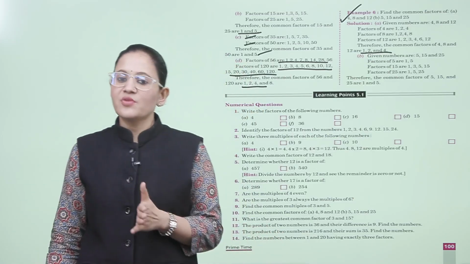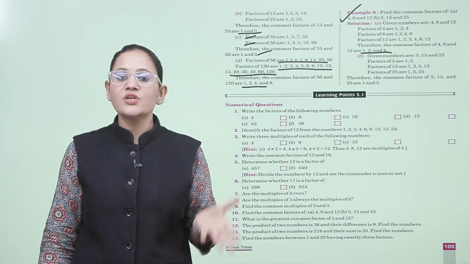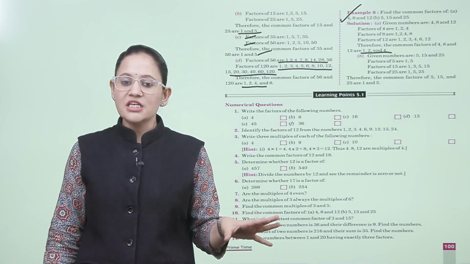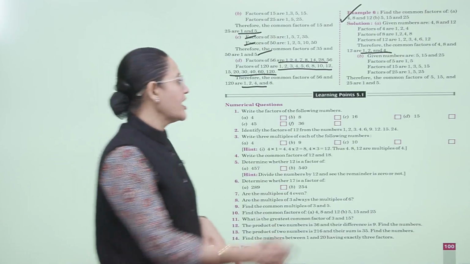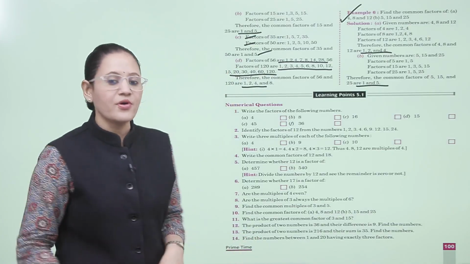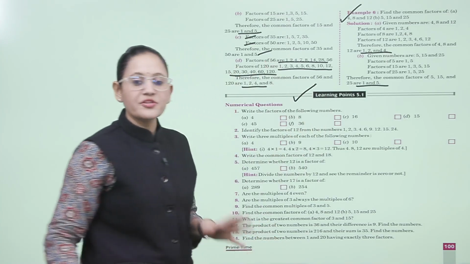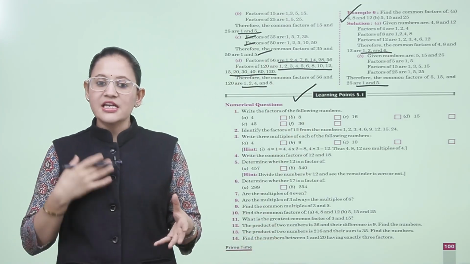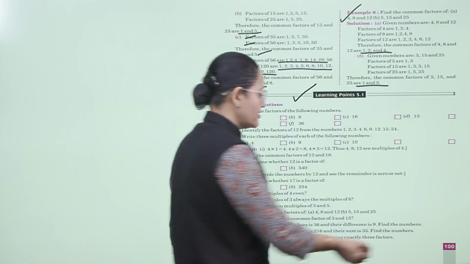And for 5, 15 and 25, we will find the factors separately and then see which are the common factors. The common factors of 5, 15 and 25 are 1 and 5. Next is learning point 5.1. You have to practice all these questions, so you will understand how much you have learned from the chapter.